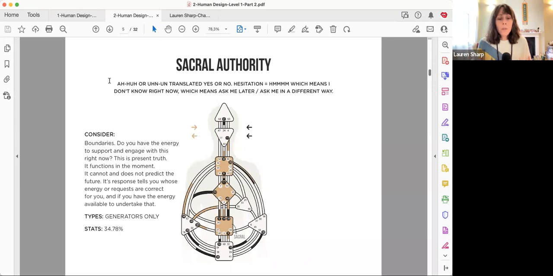And that's because when the sacral commits, and this is also a generator thing that I'm about to say, generators, when you commit, you're committing with the energy of your sacral, your life force energy. So it becomes really hard for you to then say, this isn't working for me. It's not the easiest thing to retract from that.